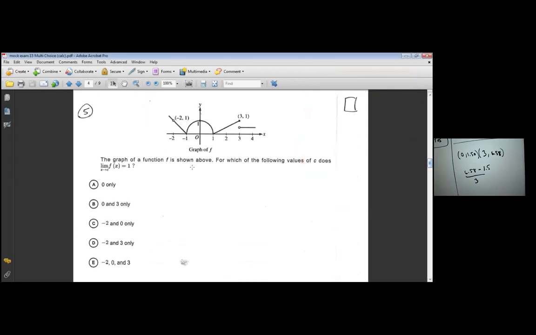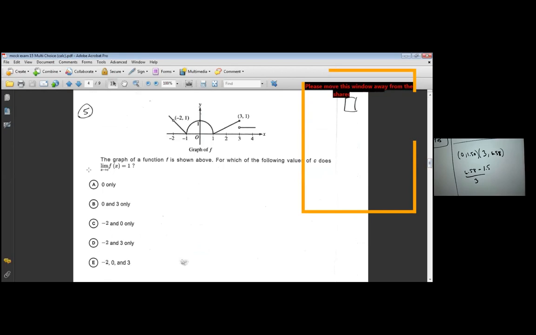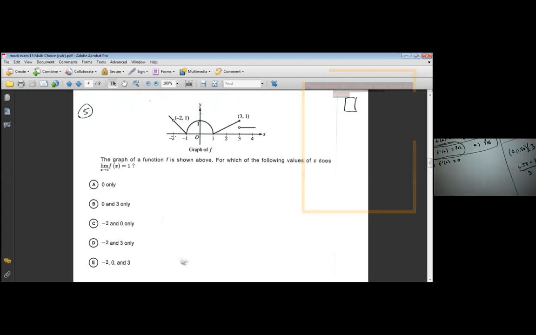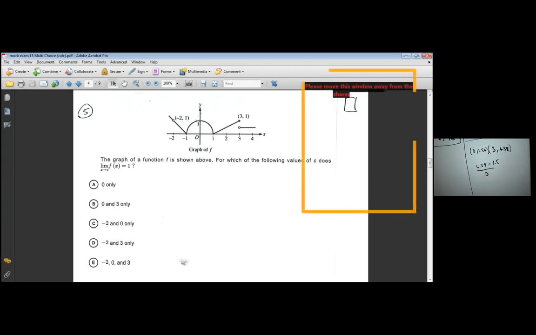All right, number 5, function shown above. Which of the following values of C does the limit as X approaches C give a resulting answer of 1? So I see a couple of them. If I approach -2 from both directions, that limit should be 1. If I approach 0 from both directions, that limit should be 1. So definitely -2 and 0.